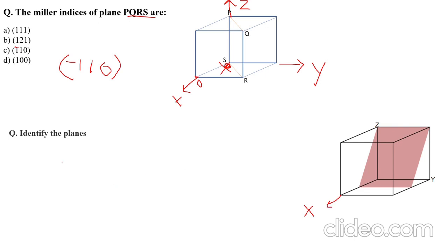Now you have to identify the plane here. This is your plane. You are given the x direction, the y direction, and the z direction. So you have to identify the Miller indices for this plane. From my side, the answer should be 201. So how have we done that?